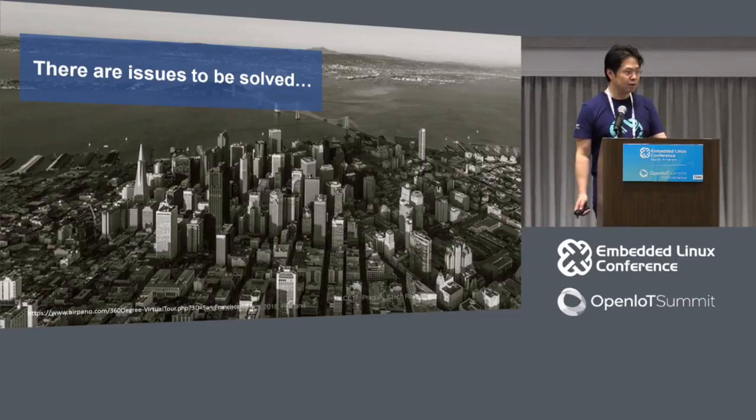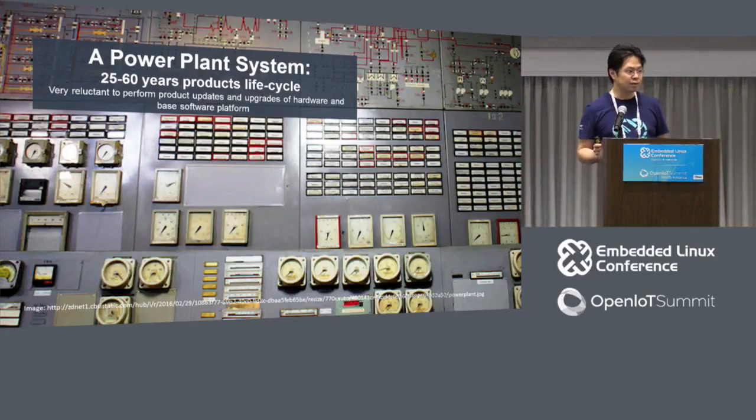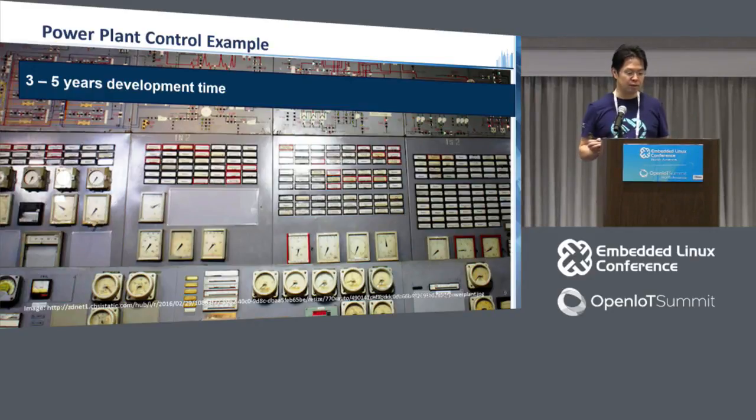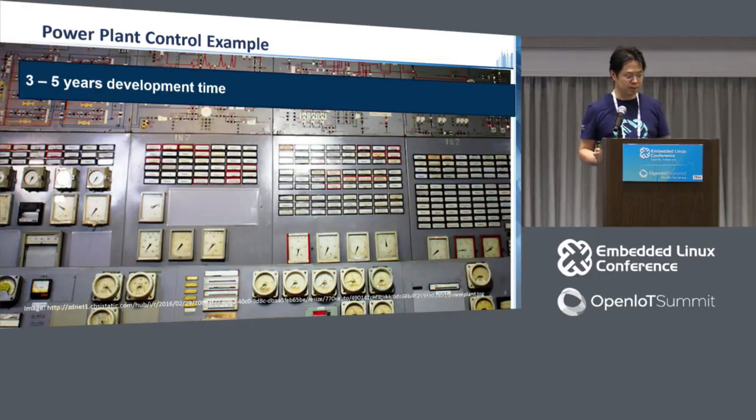So there are some issues to be solved. For example, I'd like to explain a power plant system example. Once we create a power plant, the life cycle is 25 to 60 years. So it's a very long time. When we create a power plant, we usually take 3 to 5 years for development. In this development cycle, we also take half a year to 4 years for customer-specific extensions to fit the customer requirements. And after we release this kind of product, we also supply it for 6 to 8 years, which means a maximum of 13 years of supply time, including development time. And then more than 15 years of hardware maintenance.